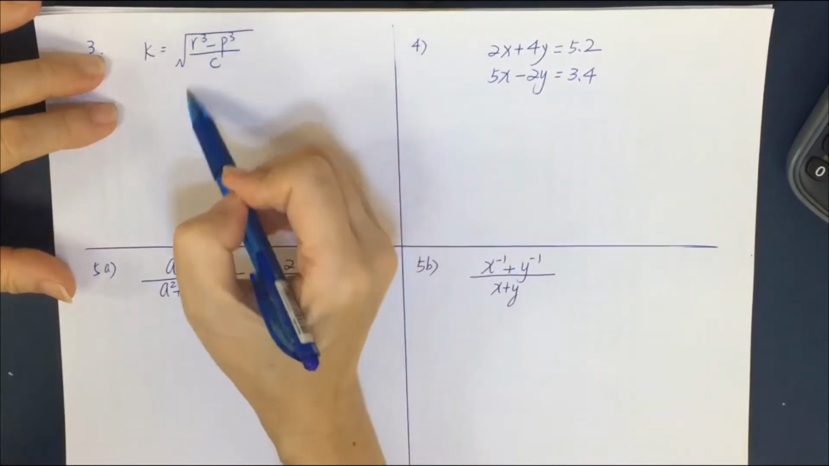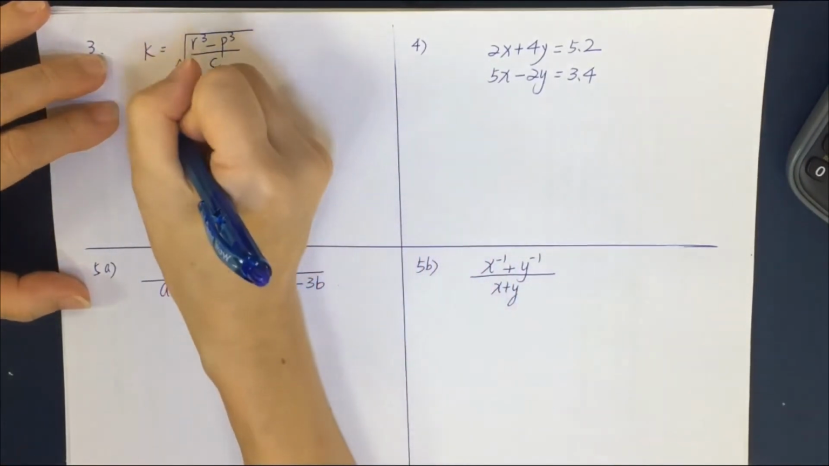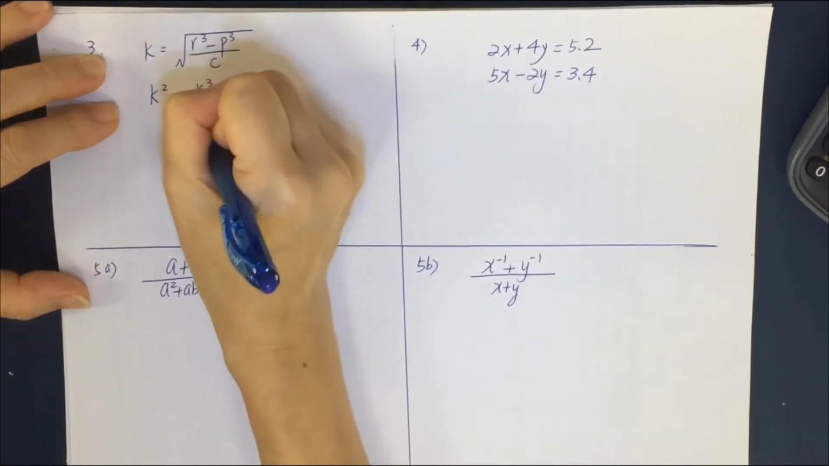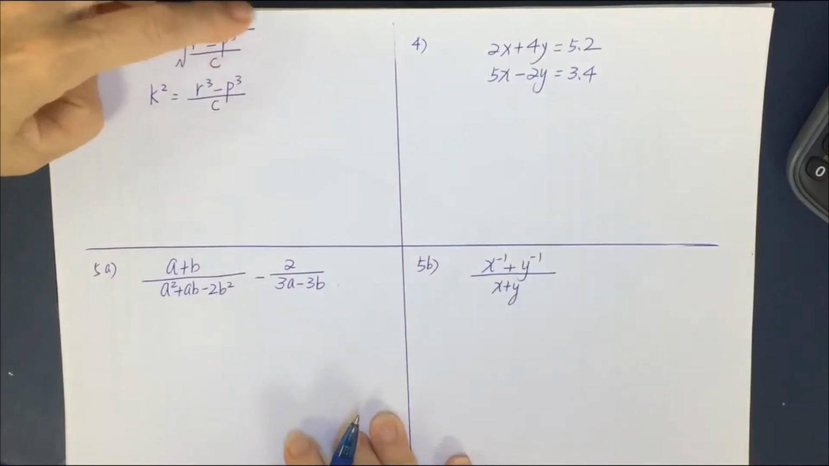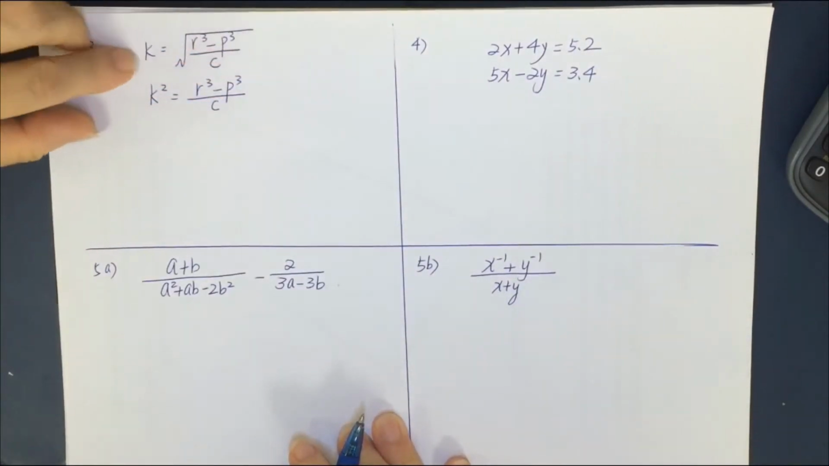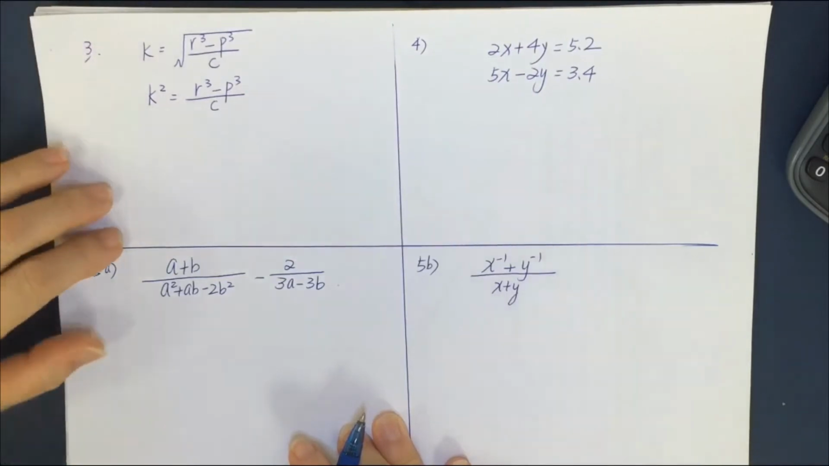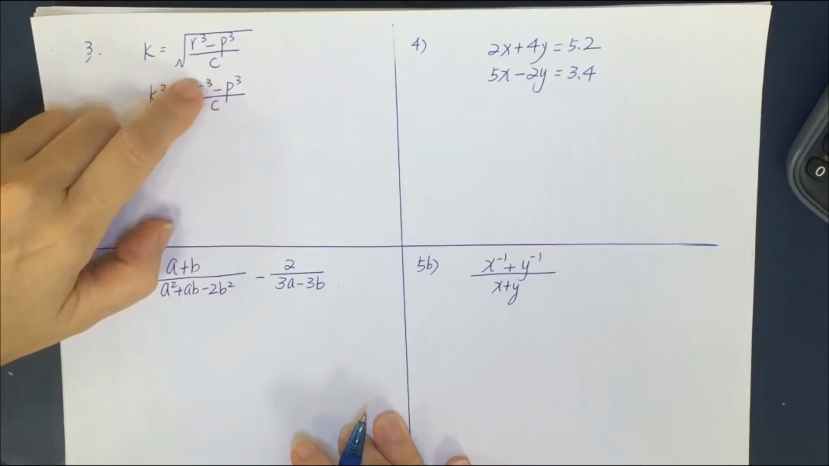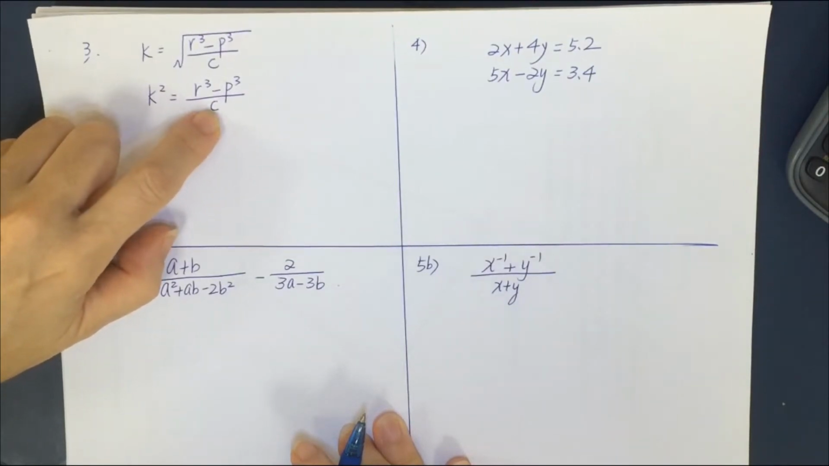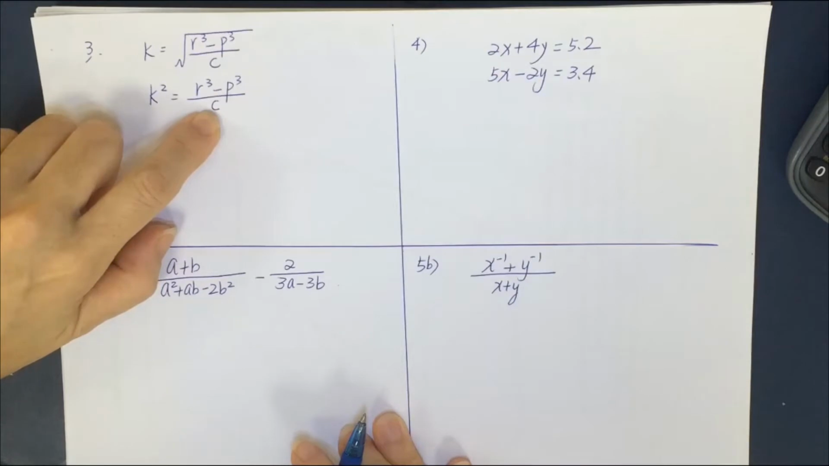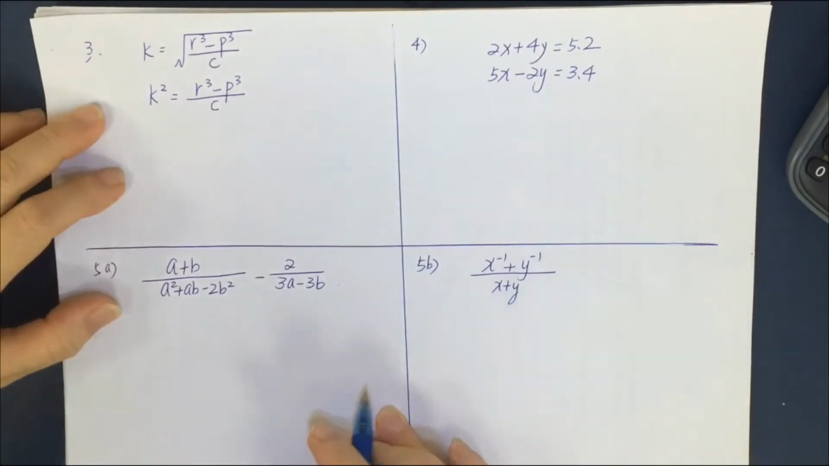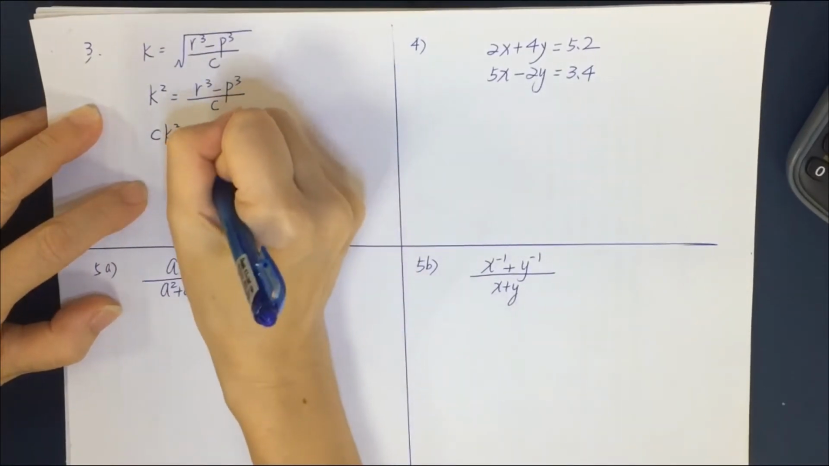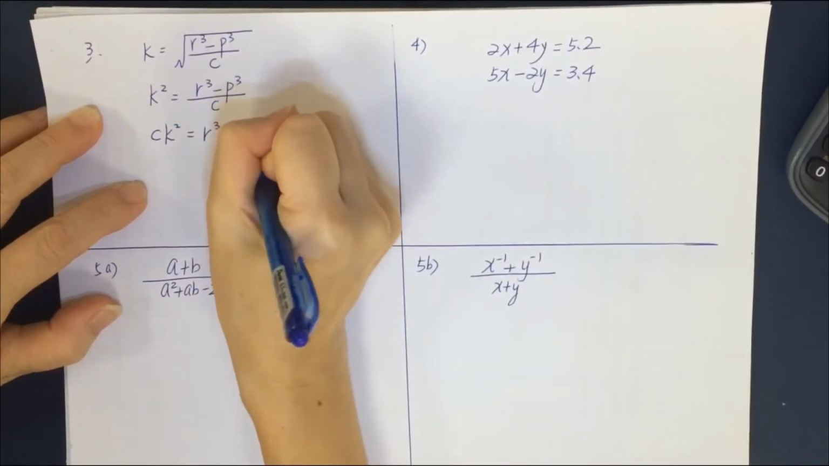Because the square root was the last one to do, now we square both sides. When this side is squared, the square root sign is gone, so this becomes K squared. Then, because my R cube minus P cube is divided by C, the last step that I did was the divide by C. So next one that I should do is multiply C. So CK squared equals R cube minus P cube.